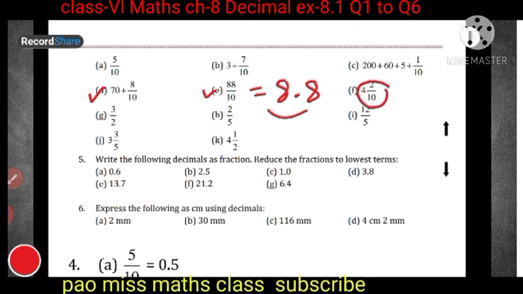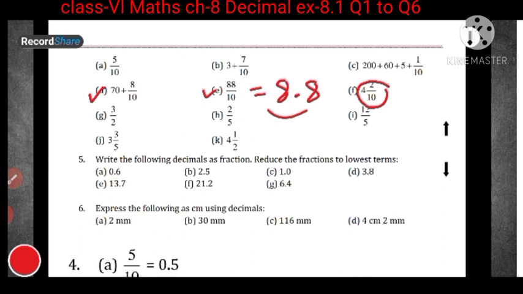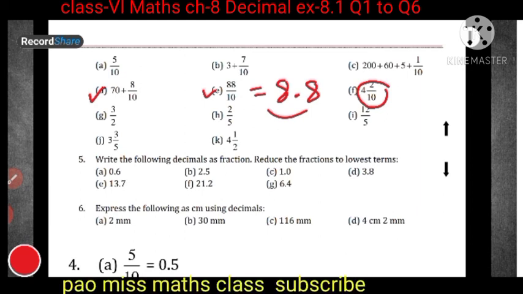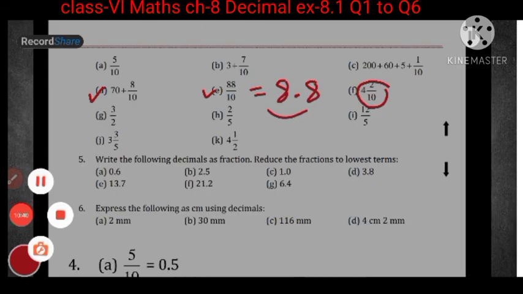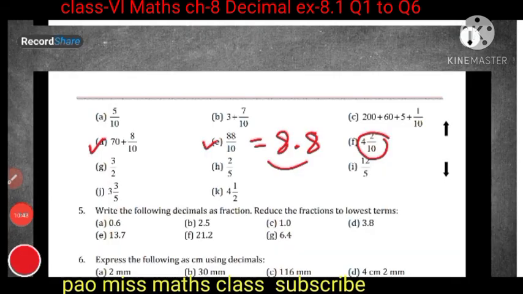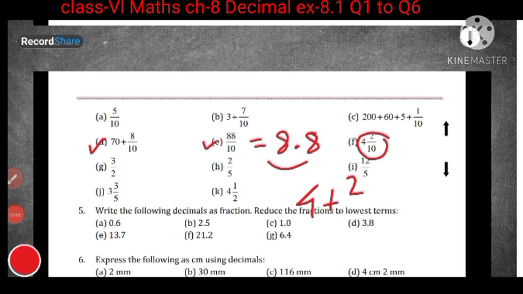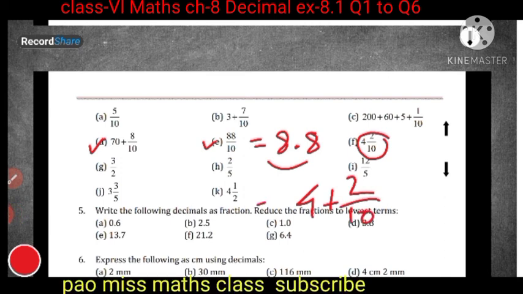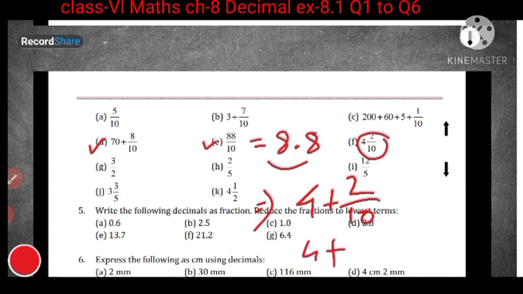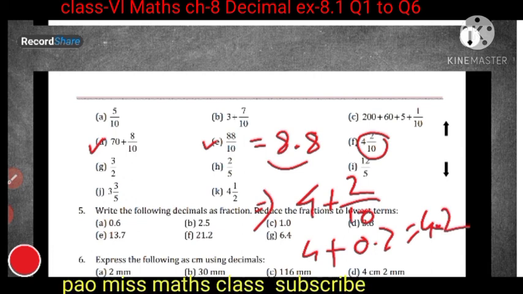Now question number F. Here 4 is given as a mixed fraction, isn't it? We have already learned fractions. Here plus is not given, it is written as a mixed fraction. If a mixed fraction is given, first you separate it like this: 4 plus 2 upon 10. Now 2 upon 10 is equal to 0.2. Now if you add, you will get 4.2. Very simple.